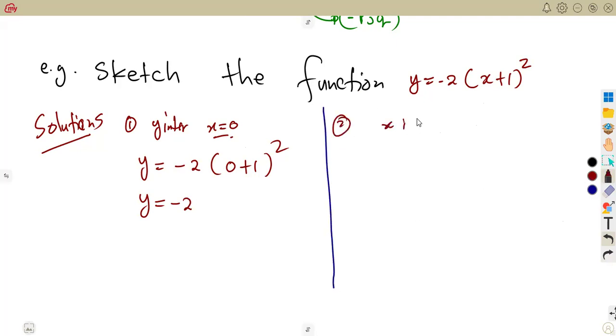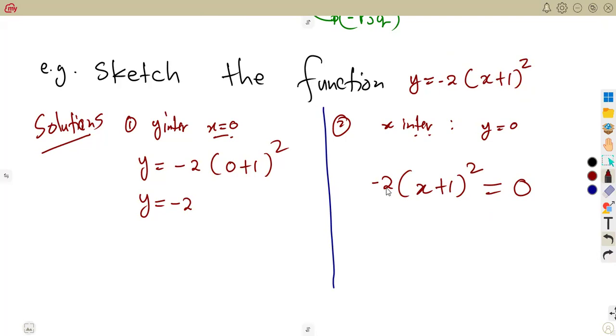We are going to need the x-intercepts, which is on a condition where y is equal to 0, like I explained before. That's a condition where y is equal to 0. So equate these two to 0. Minus 2 into (x plus 1) squared is equal to 0. That's an equation to be solved.